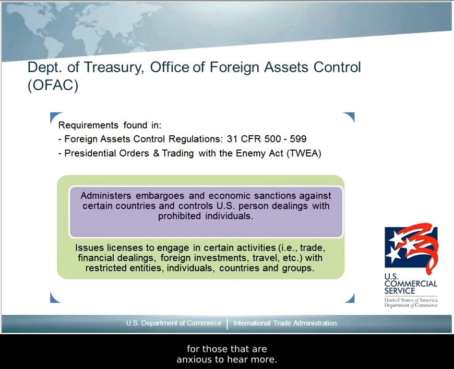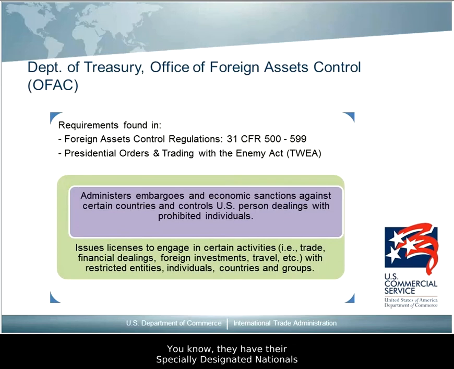All right, now moving on for those that are anxious to hear more. So we have another set of regulations that is administered and enforced by the Office of Foreign Assets Control under the Department of Treasury. Very simply put, they are complicated sets of regulations because they are country-specific. There is a specific set of sanctions for exports or financial transactions, dealings with Iran, for example. Again, very complicated because they are country-specific, but essentially at the end of the day, what OFAC administers and enforces are economic and trade sanctions against targeted or specific foreign countries and specific individuals and entities.